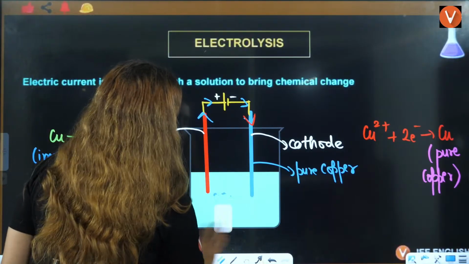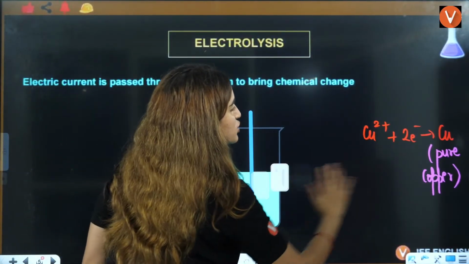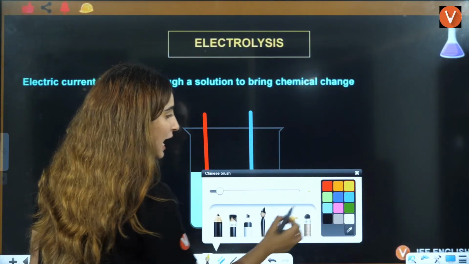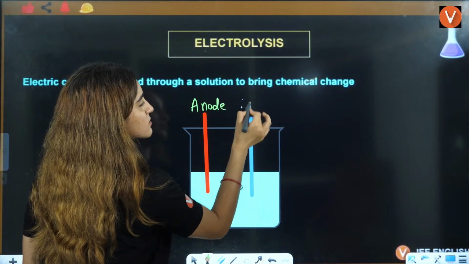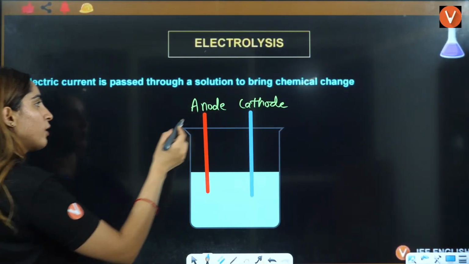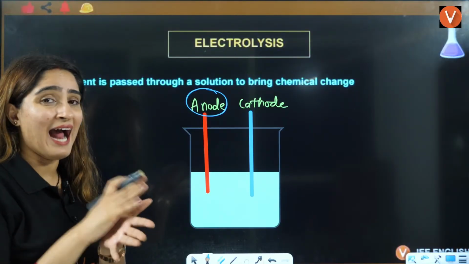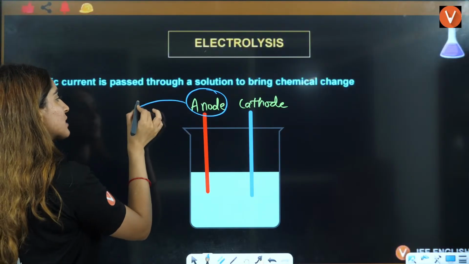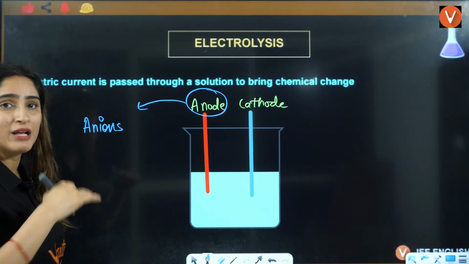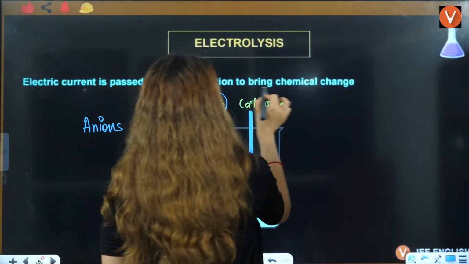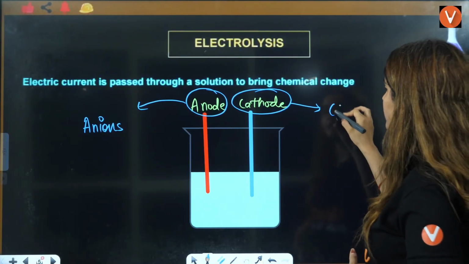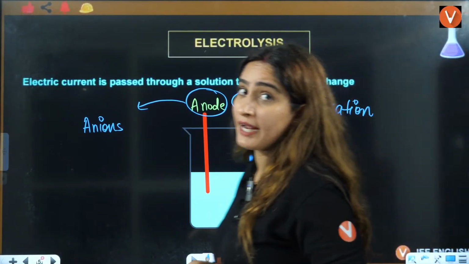So the first question that might arise in your head is, ma'am, how will you tell us which thing should be formed at anode and which at cathode, right? That we have to understand. This is the anode and this is the cathode. If I talk about anode here, because at anode oxidation happens, you will see the loss of electrons done by anions, okay? So anions will be deposited on the anode side, and at cathode we will see gain of electrons. So at cathode side you will have cations, okay?